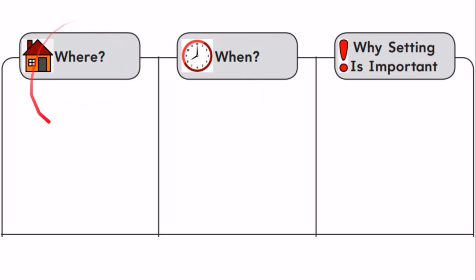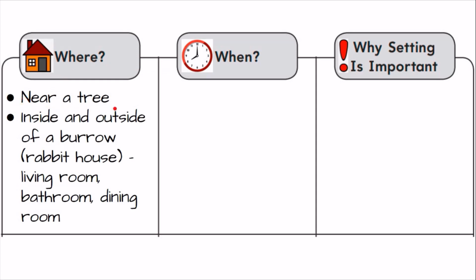So let's pause here and think, where does the story happen and when does the story take place? They're near a tree. I saw a tree trunk. And they're inside and outside of a burrow, which is a rabbit's house. Specifically, they're in the living room, bathroom, and dining room. And again, it looks like it's probably the daytime, but it seems like it's happening all day long.